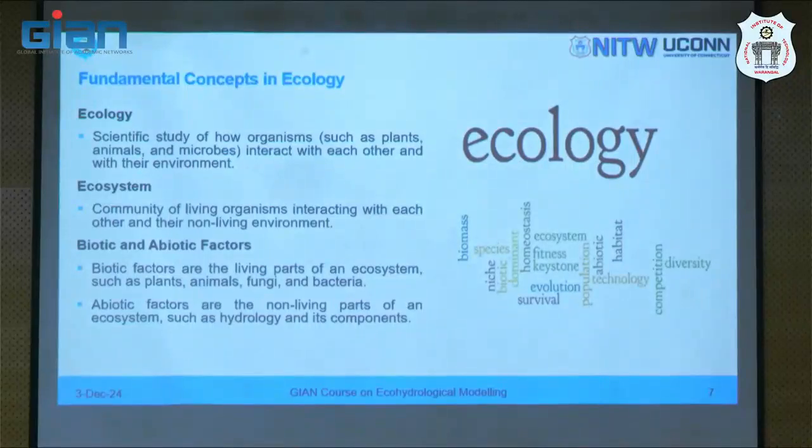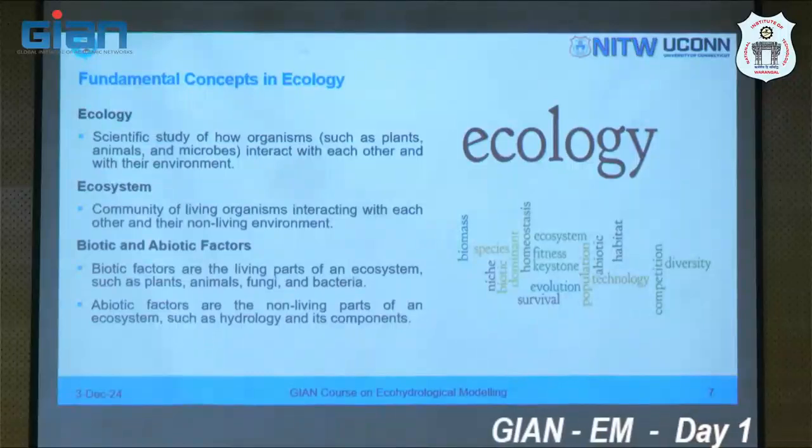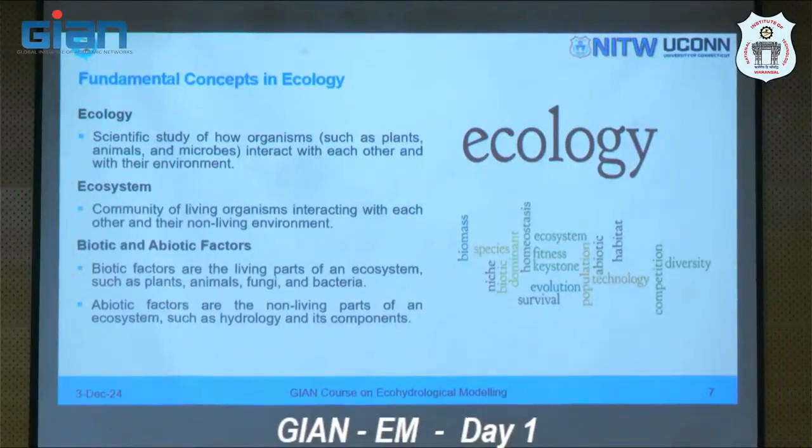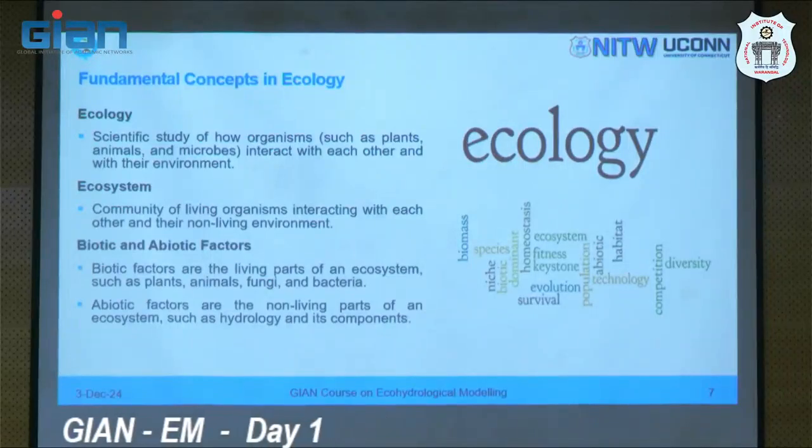Ecosystem looks at the community level, a community of living organisms where there are multiple organisms present and they are interacting with each other, and their non-living environment such as temperature and water availability, etc. These environments consist of both biotic and abiotic factors. Biotic factors are living parts of an ecosystem, such as the food that we consume and our relationship with food production, as well as abiotic factors that are non-living, such as hydrology and different components of hydrology.